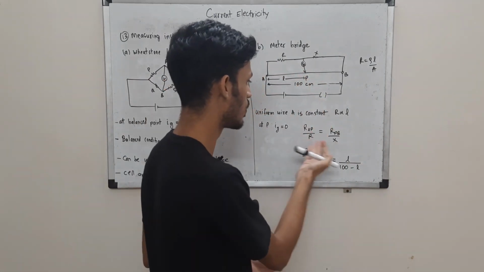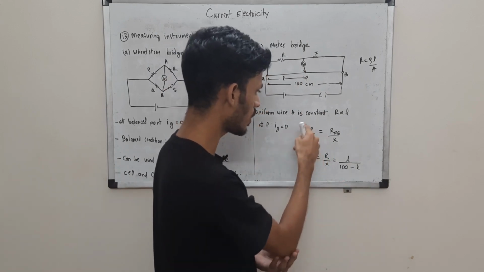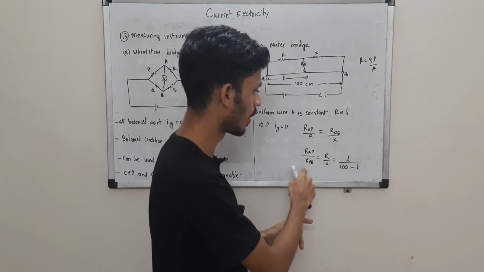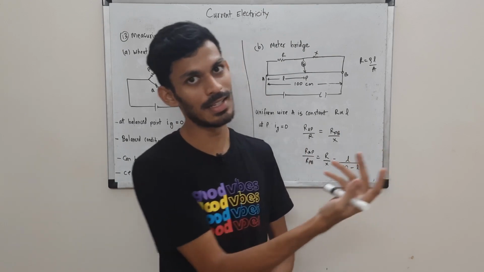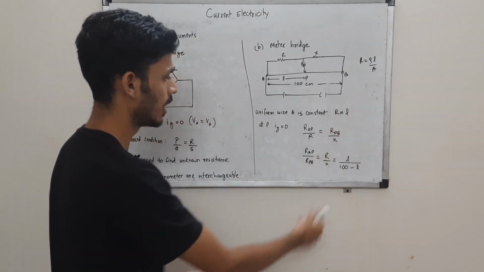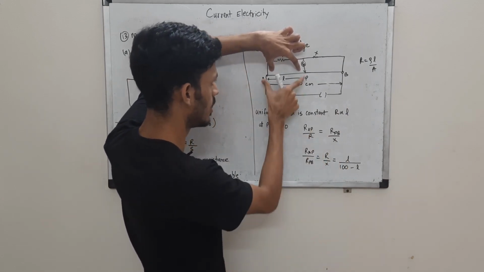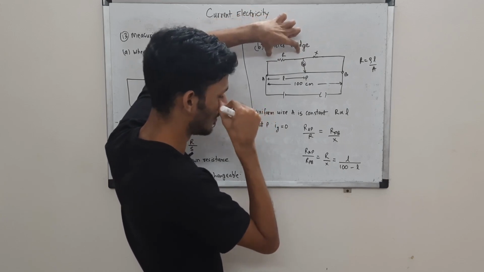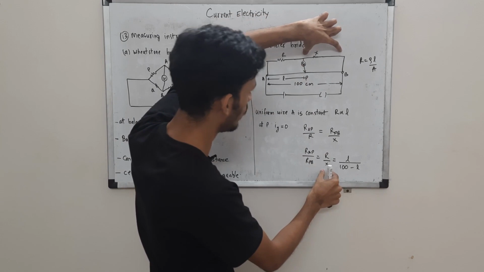Okay, and at that balance point, this condition is satisfied, and since this ratio is equal, you can just take this to this side. So R by X should be equal to this, because resistance is directly proportional to length, right? R is the resistance over here, and X is the resistance over here.